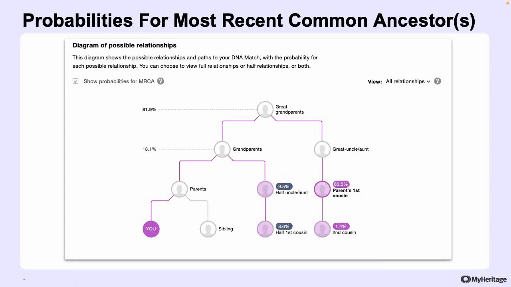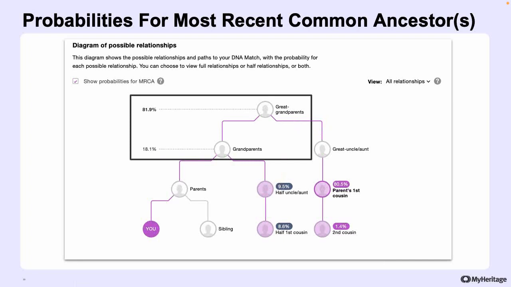Now, each MRCA probability is determined by adding up the probabilities of all the possible relationships that lead to this MRCA. So the probability that Samuel and I share great-grandparents is 81.9, which is the sum of the probability that he can be my parents' first cousin or my second cousin.